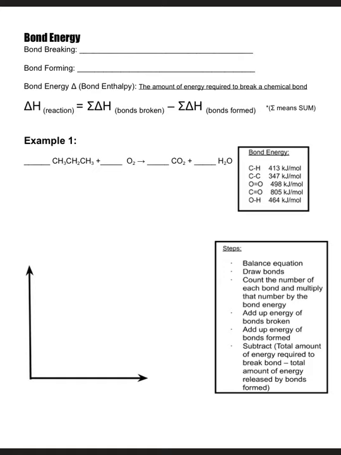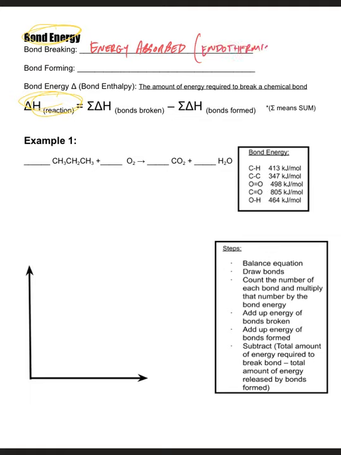Today we're going to be talking about bond energy and how to use bond energy in order to solve for delta H. And if you remember, delta H is the amount of energy that is absorbed or released in a particular reaction or process. And two things happen in a reaction: bonds break and bonds form. And in order for bonds to break, energy has to be absorbed, meaning that it's an endothermic process.